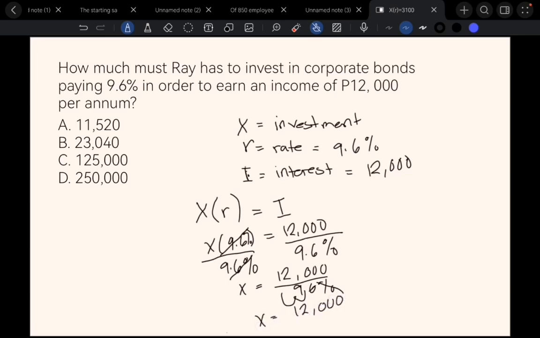So we have 12,000 over 0.096. That would give us a total amount of 12,000 divided by 0.096, which is 125,000. So the correct answer is letter C.